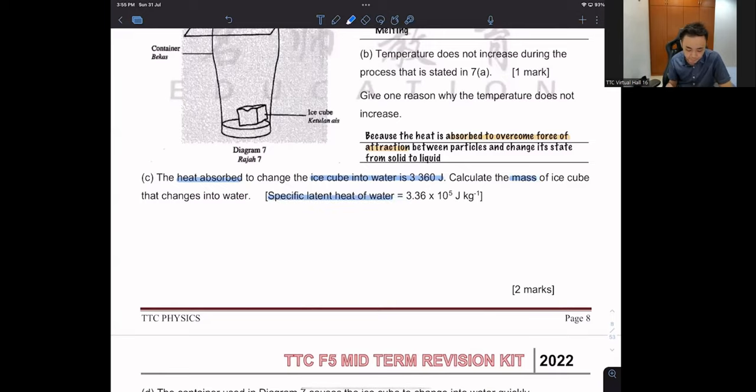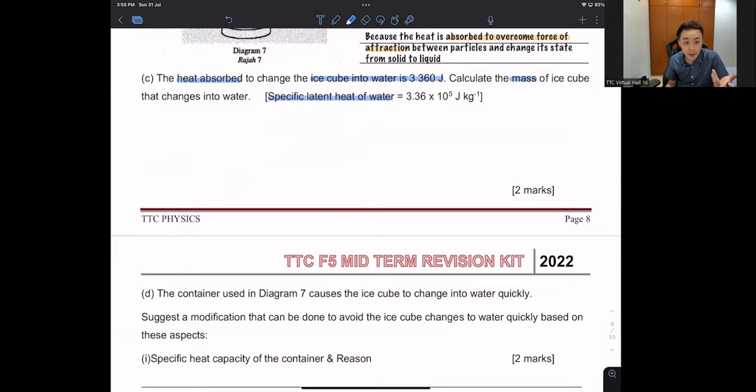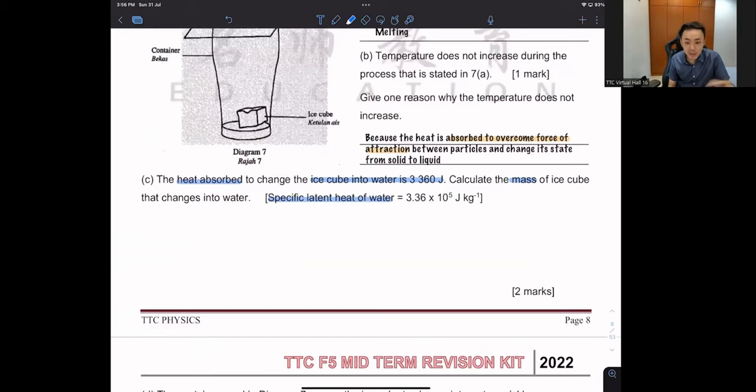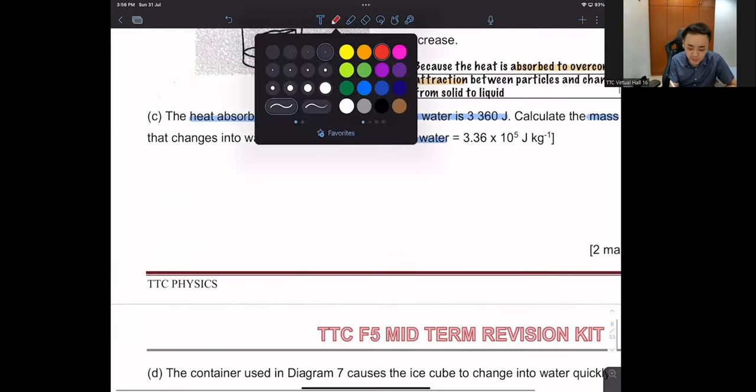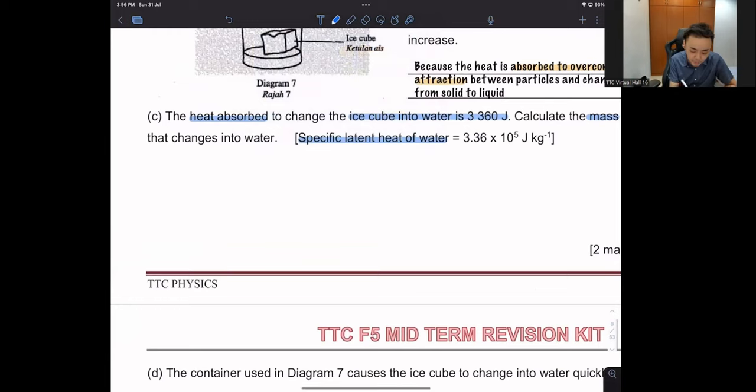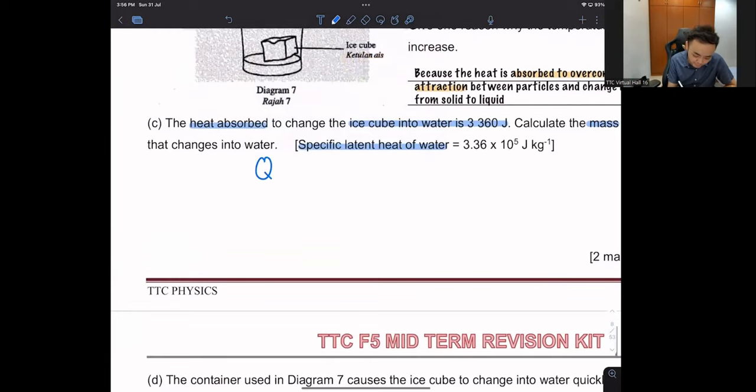Specific latent heat. Now, I said before, right? Formula. This one, what is changing? Literally, temperature never changed, never increased. Yes, state formula. That's why you remember formulas based on this logic. If you see a change in temperature, then mcθ. If you see a change in state, then ml. Actually, quite obvious now. They mentioned already, specific latent heat. It's l here.